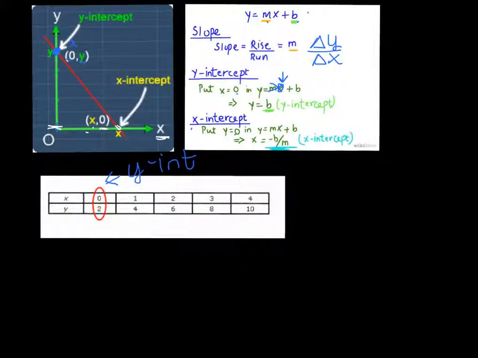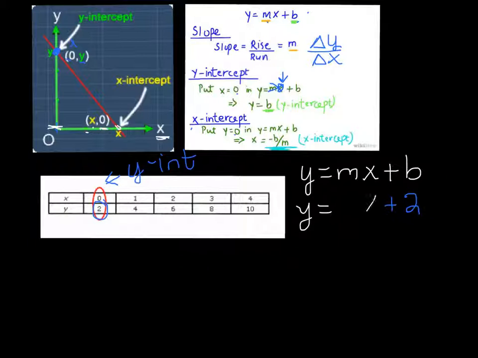Let's go ahead and figure out an equation for that table, just to practice. We know we want y equals mx plus b. So we already know what the y-intercept is. We already know that it is 2. So we're going to put a 2 right there. And now all we have to figure out is what the slope is. So we have to figure out what's the change in y divided by the change in x.